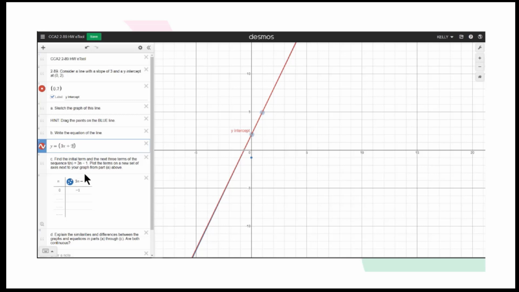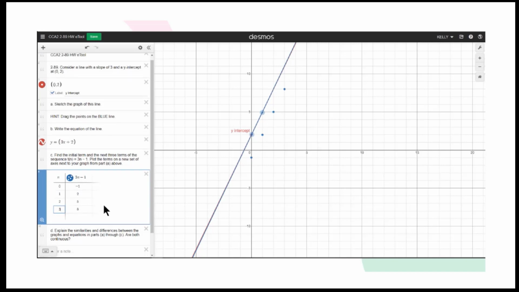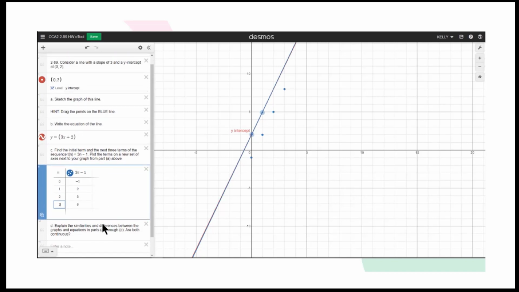Now, the next one, it says, find the initial term and the next 3 terms of the sequence, t of n equals 3n minus 1. And you can see they already have 1 point here at (0, -1). Well, the next 3 would be 1, and this table will fill them out for us. Okay. Then it says, explain the similarities and differences between the graphs and equations in parts A through C.